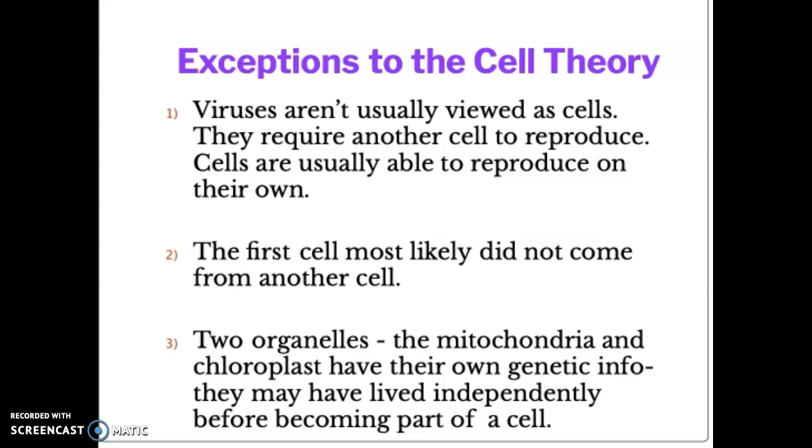And then our third exception is we have two different little structures in the cell, one called the mitochondria that makes energy for us, and another one called the chloroplast, which makes food for different plants. Now, these two organelles have their own genetic information, which means at some point they possibly lived as independent organisms that got absorbed into plant cells and animal cells at some point. So in this case, they may have been their own cells at one point or another.